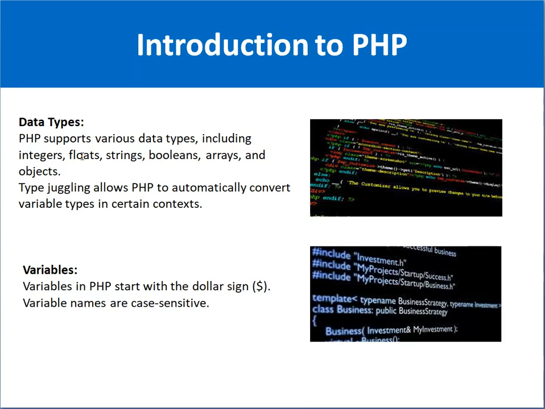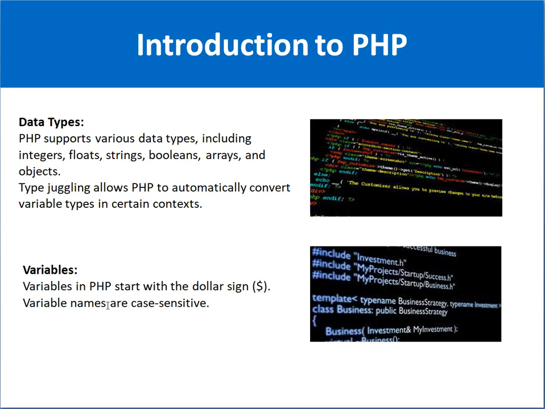Strings are basically character values, for example, ABC1, and then booleans are yes and no. Arrays are the sequential storage. Objects are basically classes, objects of the classes. Type juggling is also possible in PHP, to automatically convert variable types in certain contexts wherever it is required.